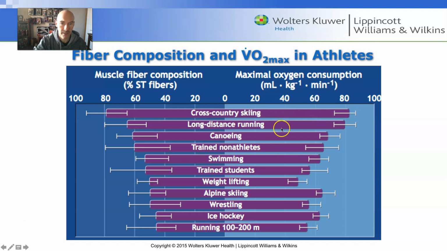This just shows us that with different sports there are different percentages. Somebody who's good at extreme long distance events is going to have mostly type 1, slow twitch. People who are explosive are going to have less type 1, slow twitch, and more type 2, fast twitch.